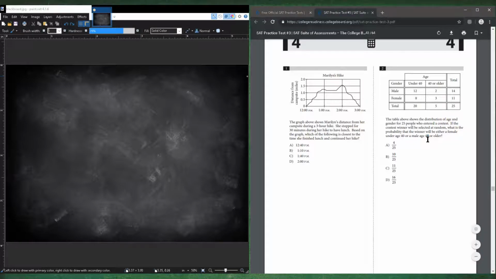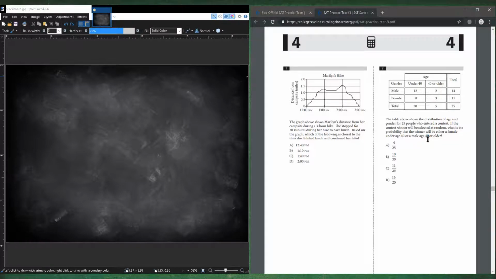The data above shows the distribution of age and gender for 25 people who entered a contest. If the contest winner is selected at random, what is the probability that the winner will be either a female under age 40 or a male of 40 or older?